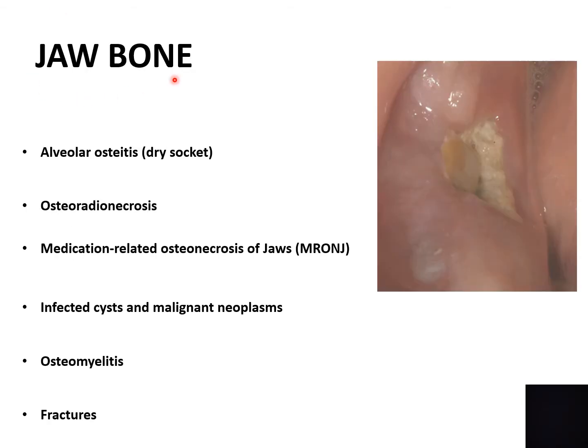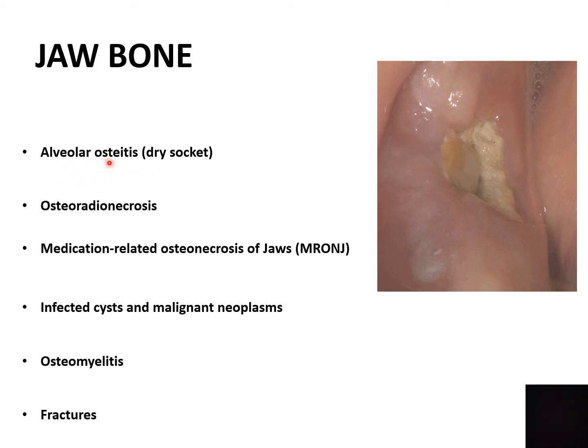The jawbone is a common source of pain, and a variety of pathological conditions associated with the jawbone may present with pain. The most common and the most recognized is alveolar osteitis, or dry socket. Obviously, in such cases, there would be a history of tooth extraction. Even though it isn't a topic for today, I'll just highlight a few important points.